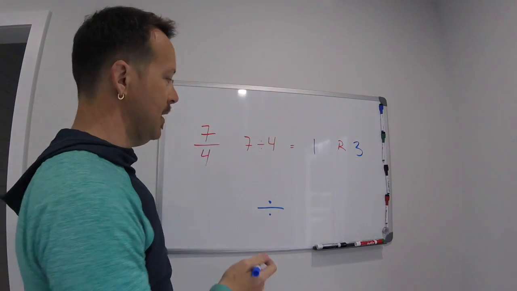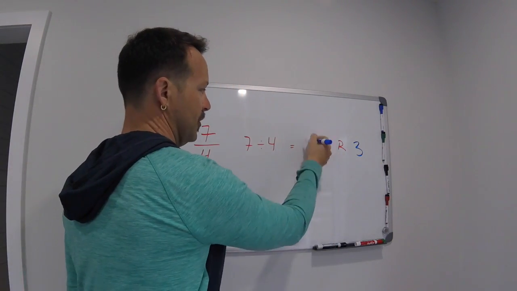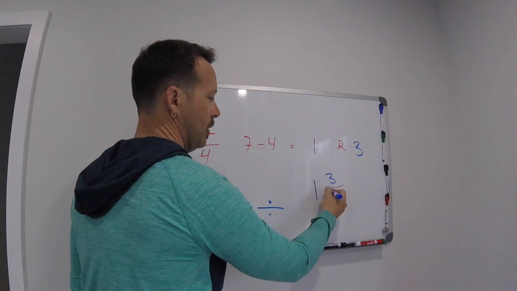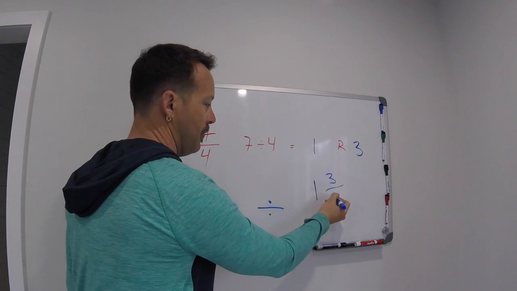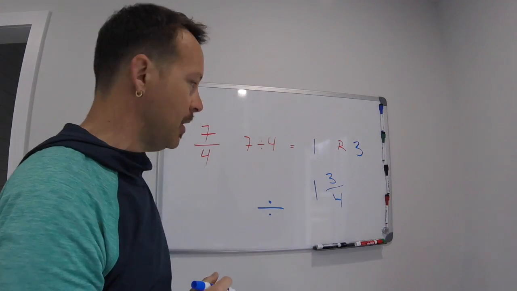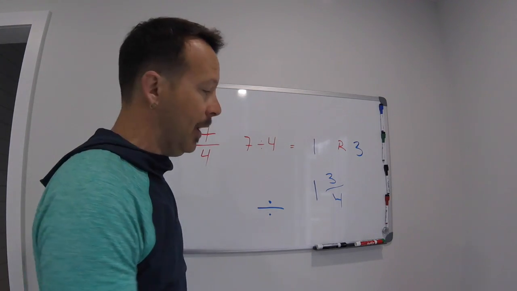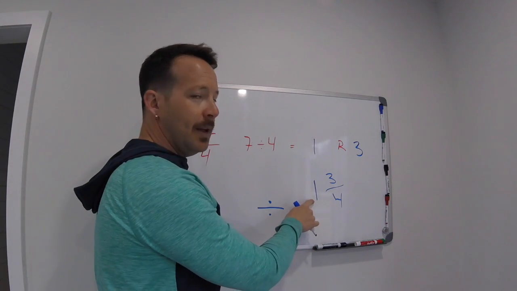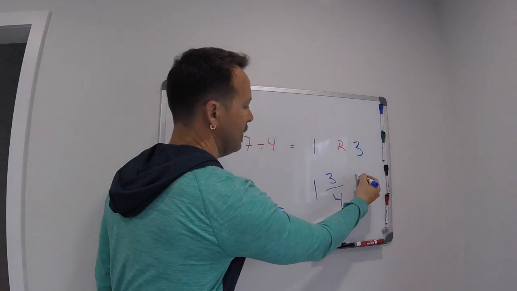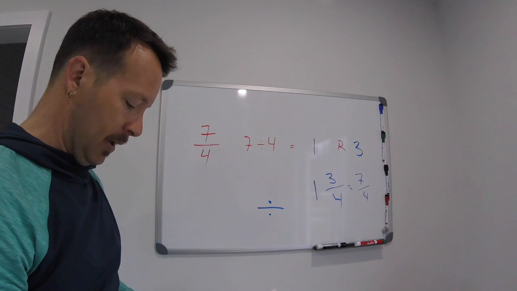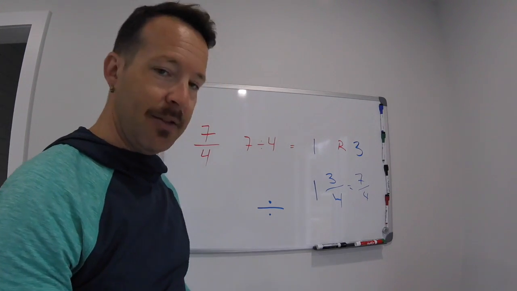So to write this as a mixed number, we would write there's 1 whole, and there's 3 fourths left over. Remember, don't change the denominator. 1 3/4. Let's check it, see if we're right. 4 times 1 is 4, plus 3 is 7. Okay, we're correct. Good.